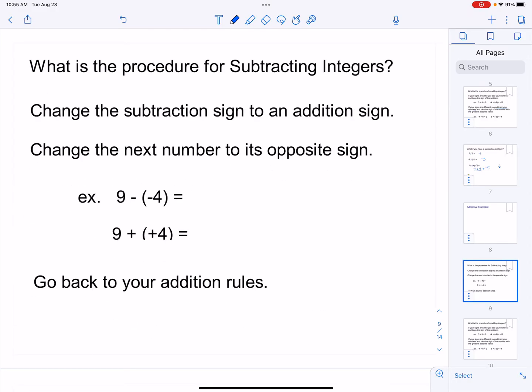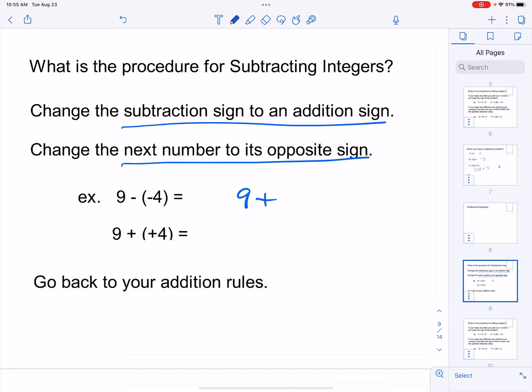So our rule is change the subtraction sign to the addition sign, and then whatever the next number is, we're going to change it to its opposite. So in the example that I have here, I've got 9 minus negative 4. So that's going to turn into 9. I'm going to take that minus and change it to a plus. And then that negative 4 is going to turn into a positive 4. And then we do our answer.